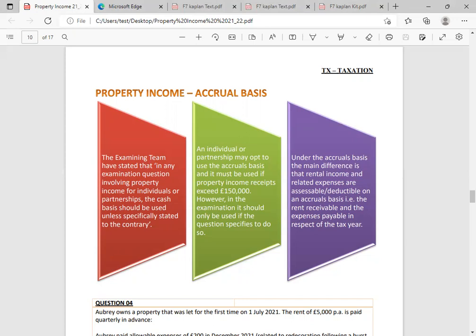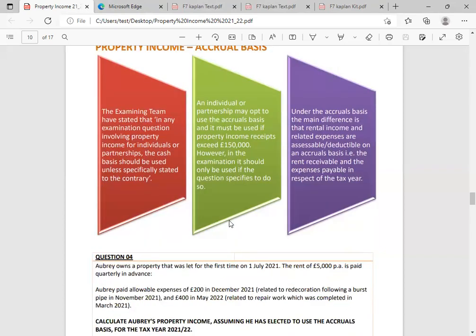In practice, if you are a UK resident and you are calculating tax, then for the sake of theory, if your rental income is above 150,000, you can use accrual basis, otherwise you have to use cash basis. But for exam purposes, if the examiner wants to test accrual, he will specify, please calculate using accrual. Otherwise, you will follow the cash basis, which we learned in our last class.